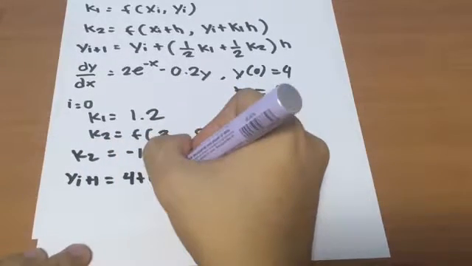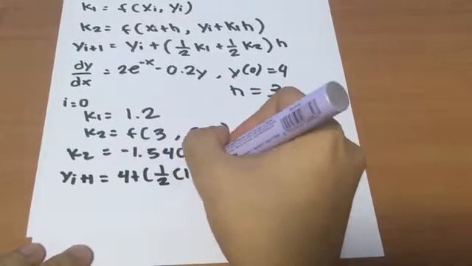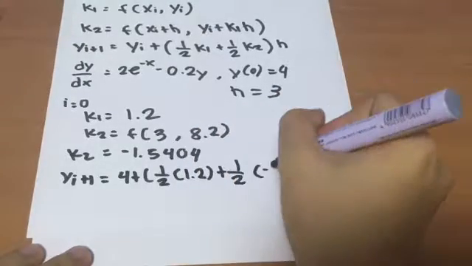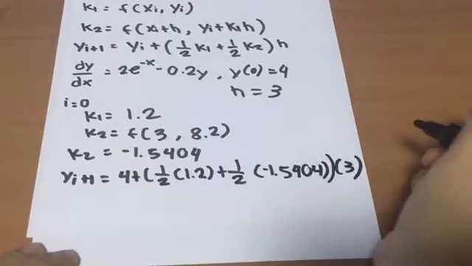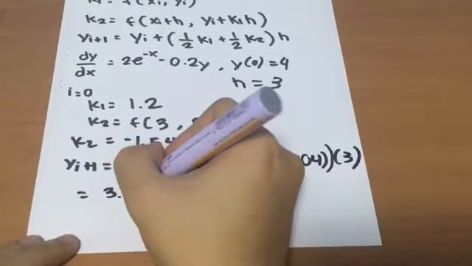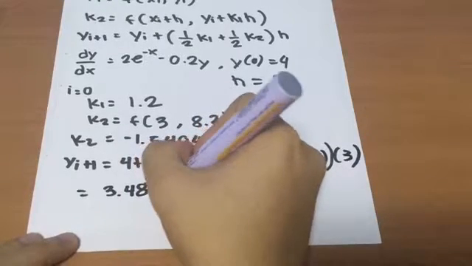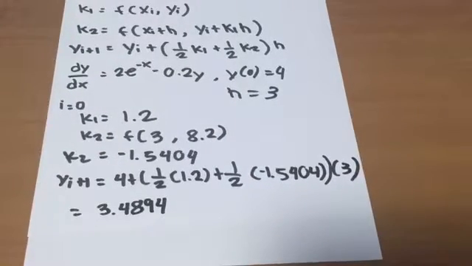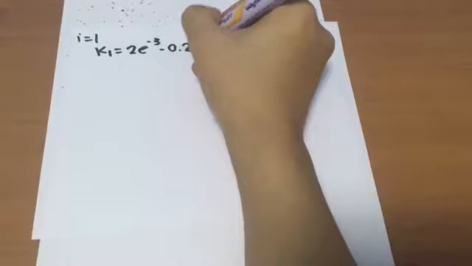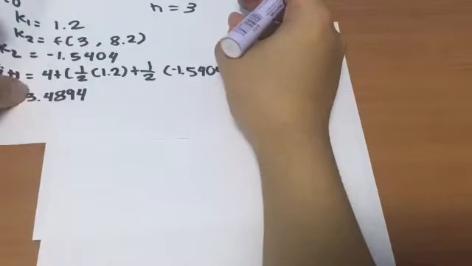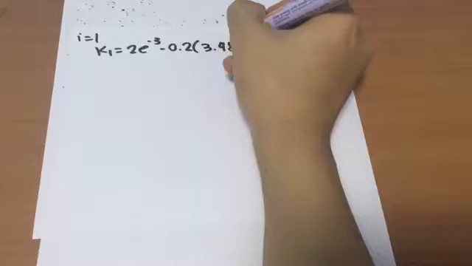And that's it. So for our yi plus 1, we have the 4 plus the 1/2 of our 1.2 plus the 1/2 of our negative 1.5404 times our step size 3, and we have 3.4894. So wow, that is really far from our true value. So we proceed to our iteration number 1. Hope we could get closer to the true value, which is 1.2. So cross your fingers, guys, and get ready.